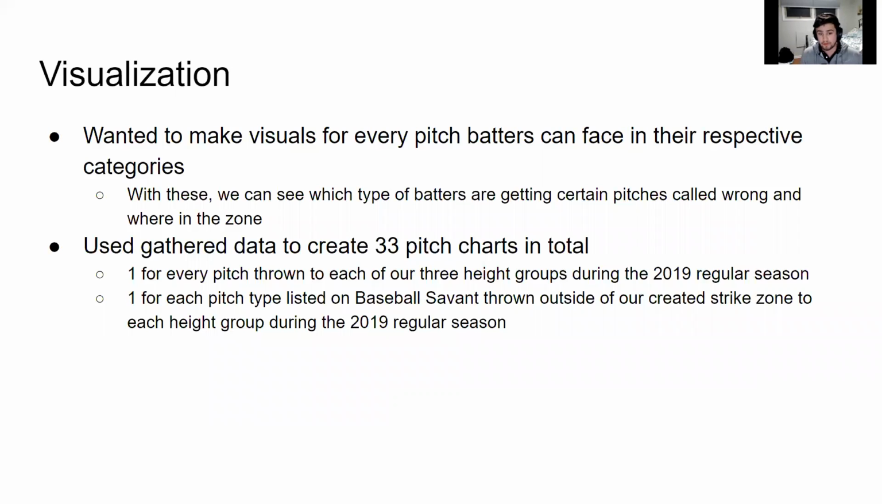One chart for every pitch thrown for 3 different height groups, to compare every single pitch thrown, no matter what pitch it was, and then also one for each pitch type listed on Baseball Savant, thrown outside of our created strike zone for each height group for 2019. That way we can see if there's a certain pitch for the large batters that is getting called improperly, and where exactly it is, so players can look at these trends and know better in the future.